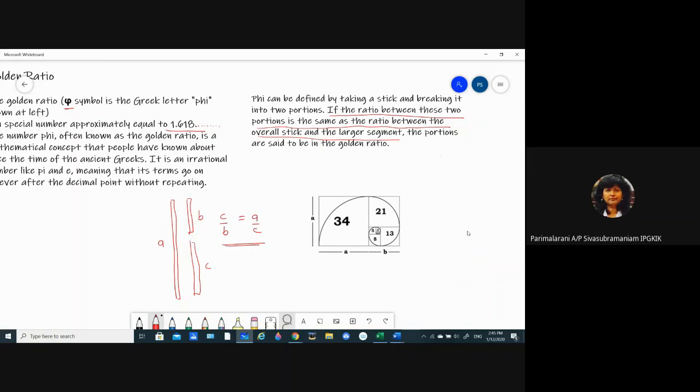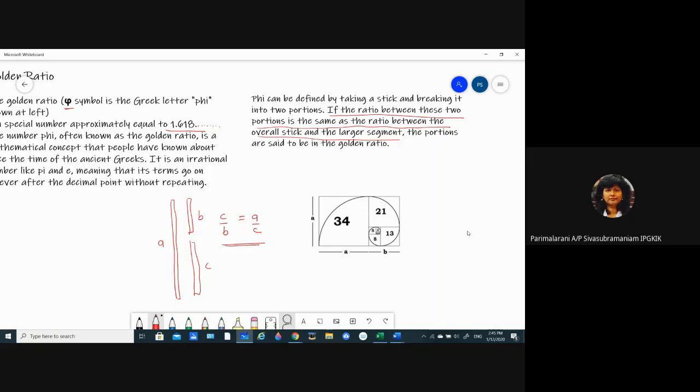Okay, let's look at this diagram below here. You have seen this picture before, right? This follows the Fibonacci square, which is also in golden ratios. If we look at the dimensions of this rectangle here, we know that the length of A is, what is the length of A?